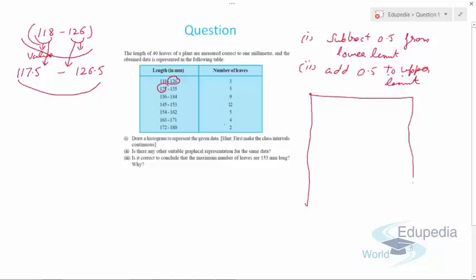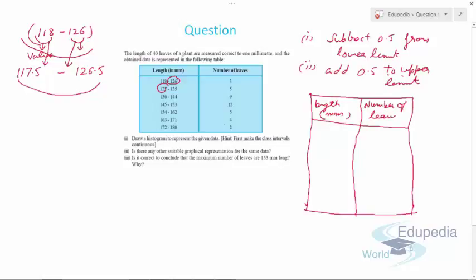So let's say we have a table like this. This is the length in millimeter and this is the number of leaves. So this will come out to be 117.5 to 126.5, so the number of leaves is 3. Then 126.5 to 135.5, so this will be 5. Then 135.5 to 144.5, so this will be 9. Then 144.5 to 153.5, so this will be 12.